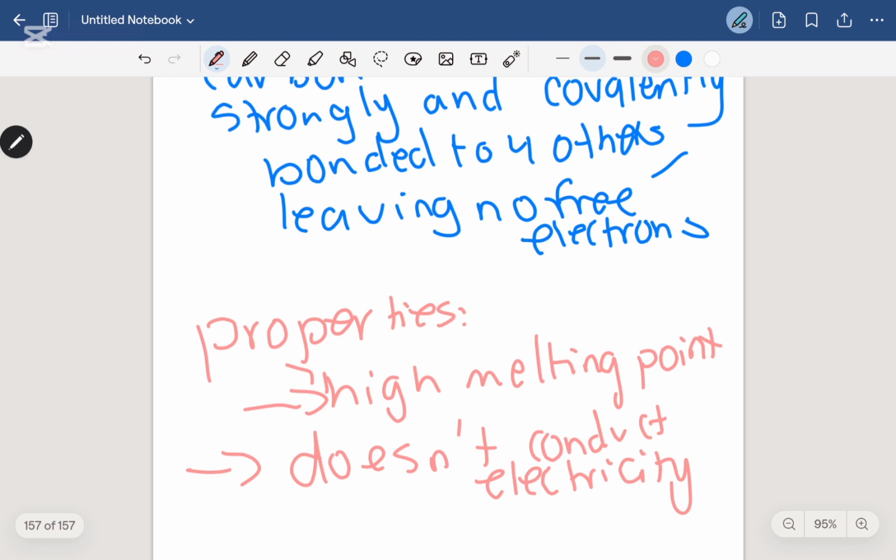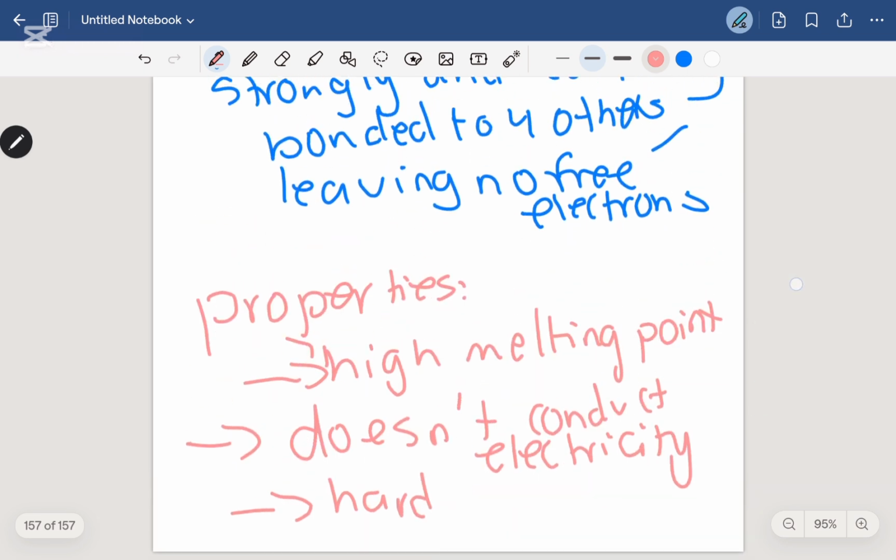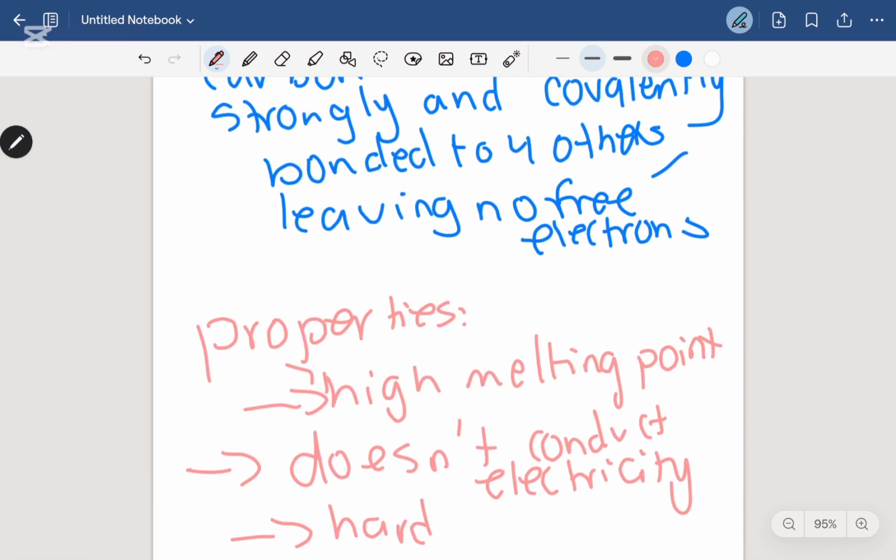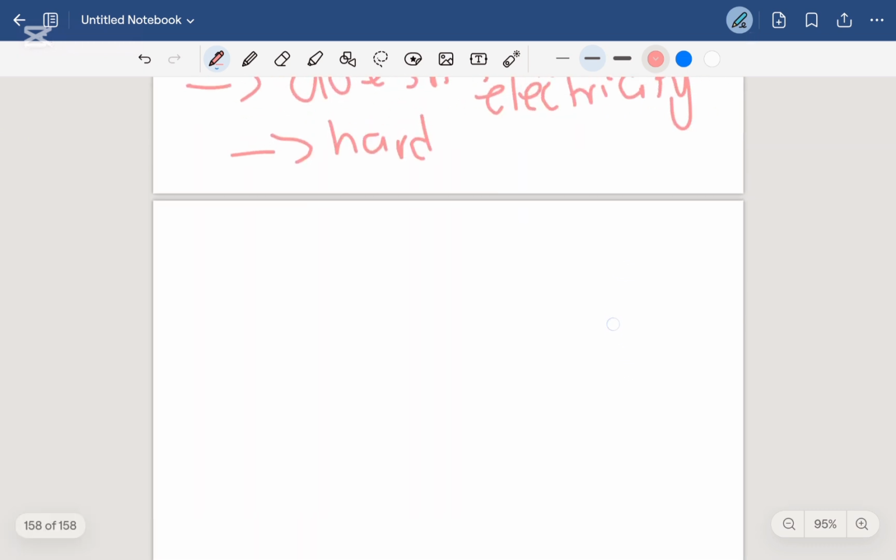Okay, since there are no free electrons, and it is also hard, really stiff and hard, due to the strong covalent bonds again. So these are the properties of the diamond.